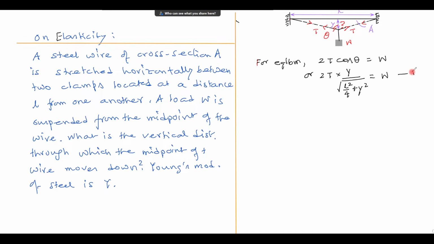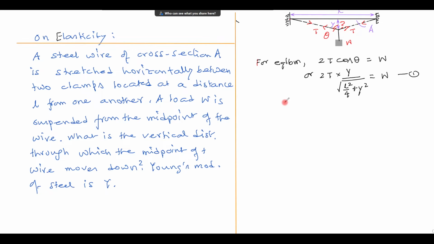Now what you have to find? You have to find y. And what is not known in this? T is not known. Other things are all known. W is known and area. So T we will have to find. Now we can calculate the resultant of the T and T, 2T cos theta, that is equal to W.